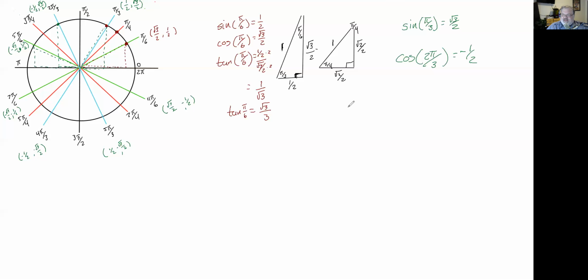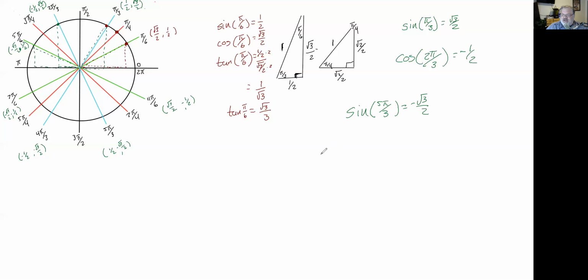So now, if somebody comes around and says, hey, what is the sine of 5 pi over 3? Can we go, okay, 5 pi over 3 we know is down here. It's the one that's further down, so it's going to be that long edge. So the negative square root of 3 over 2.